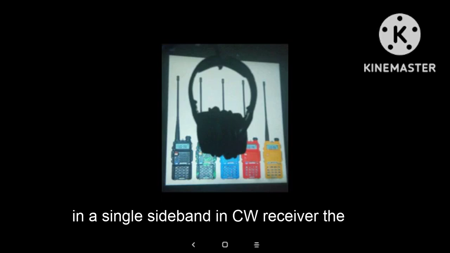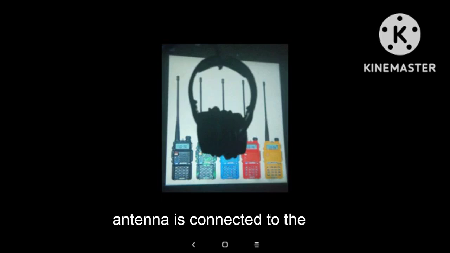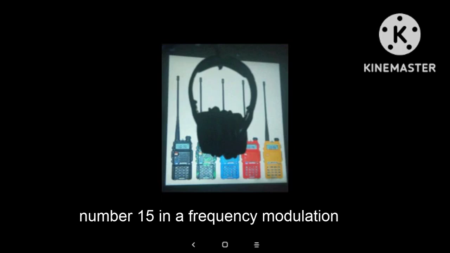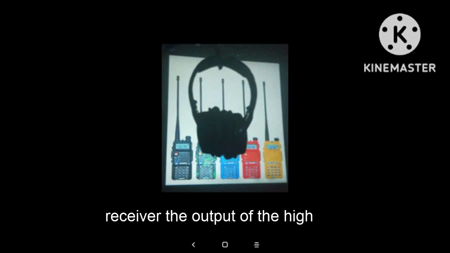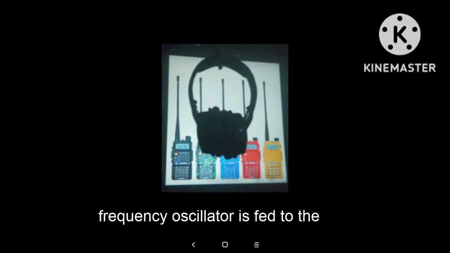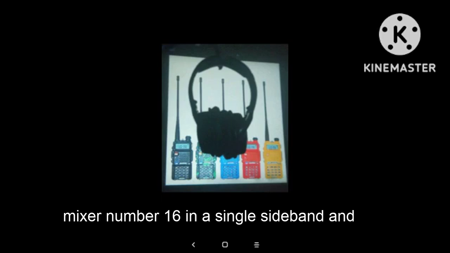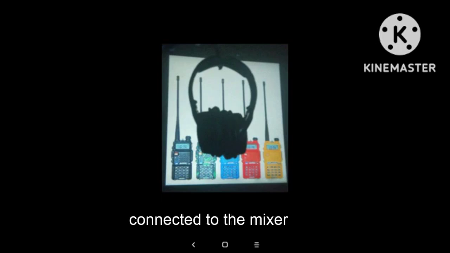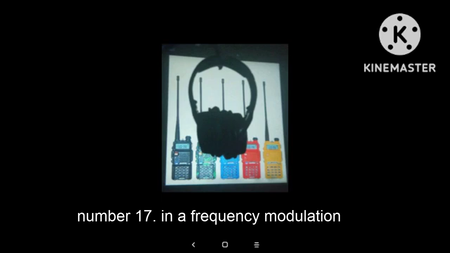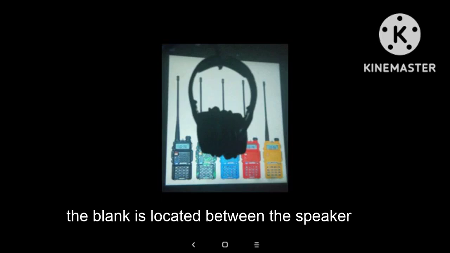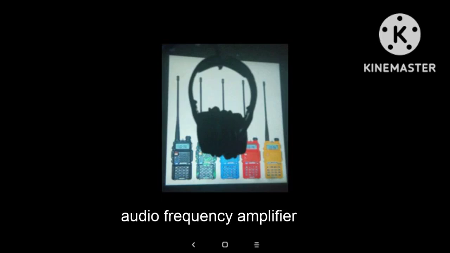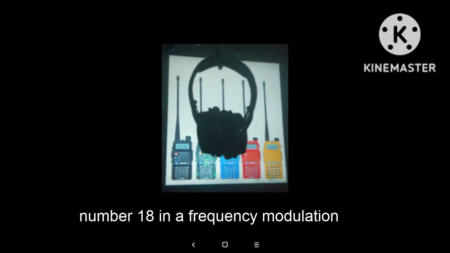In a single sideband and CW receiver, the antenna is connected to the radio frequency amplifier. Number 15. In a frequency modulation receiver, the output of the high frequency oscillator is fed to the mixer. Number 16. In a single sideband and CW receiver, the output of the blank is connected to the mixer. Radio frequency amplifier. Number 17. In a frequency modulation receiver, the blank is located between a speaker and/or headphones and the frequency discriminator. Audio frequency amplifier. Number 18.